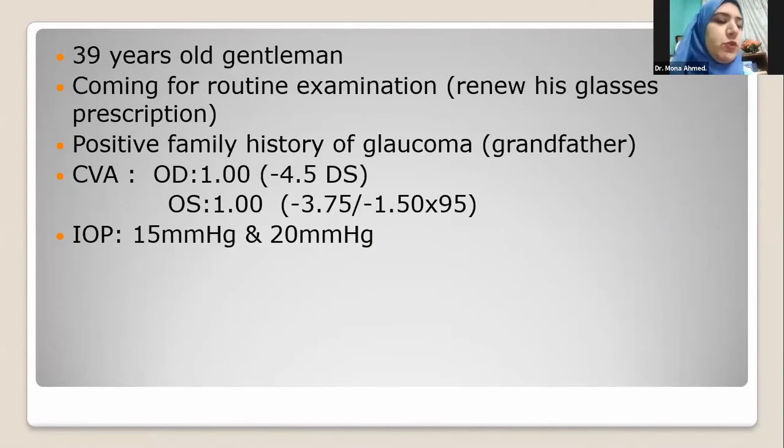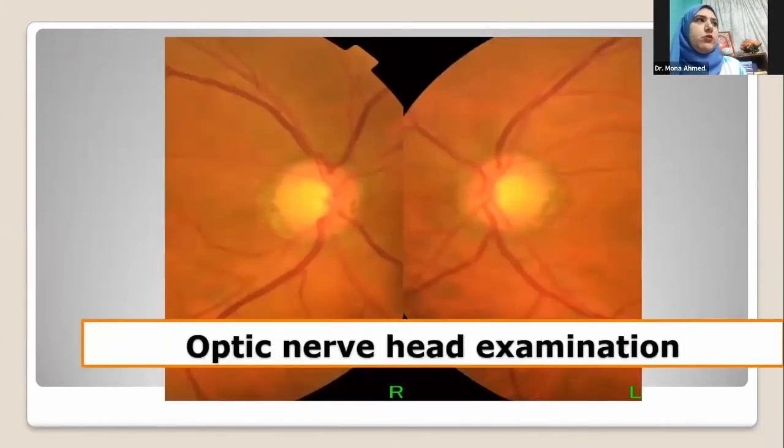Our case is a 39-year-old gentleman. He's coming for routine eye examination and glasses prescription. His history is only significant for a family history of glaucoma in his grandfather. Otherwise, history is negative. The best corrected visual acuity was 6/6 in each eye with a slight or moderate myopic refraction. Intraocular pressure at that time was 15 in the right eye and 20 in the left eye. This is how his optic discs looked on examination. Dr. Riham, what's your comment on this patient?